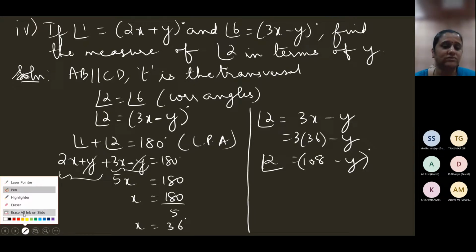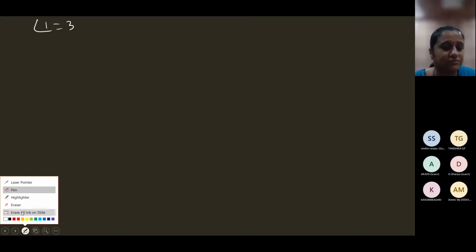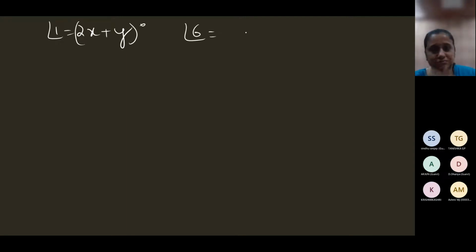So we can also do it like this. 2x plus y, 3x minus y. What was given, children? Angle 1 is equal to angle 3? No, I'll forget. What is angle 1? 2x plus y, ma'am. Angle 1 is 2x plus y, is it? Yes, ma'am. And what about angle 6? 3x minus y, ma'am.